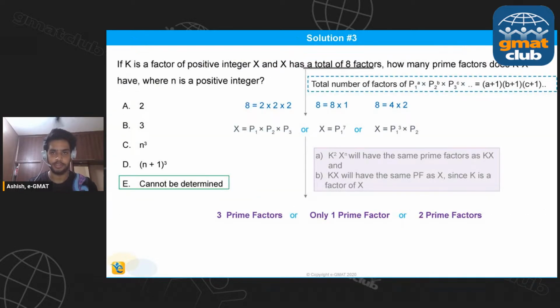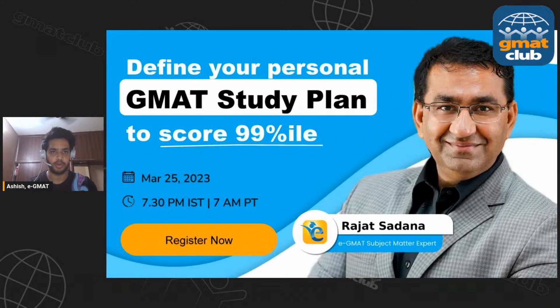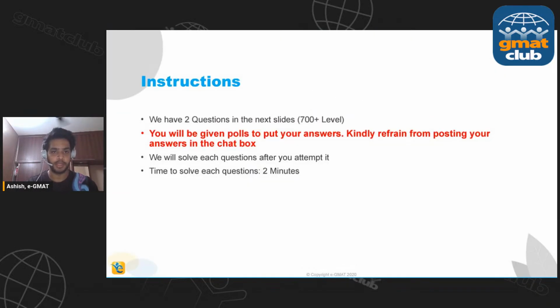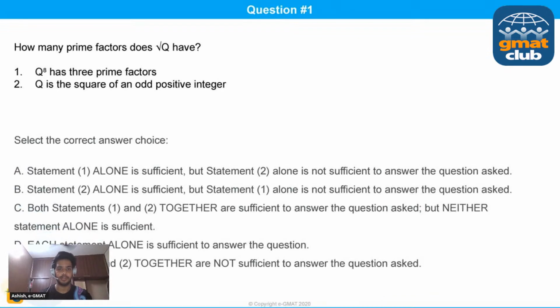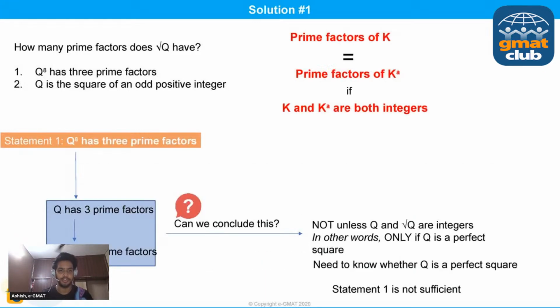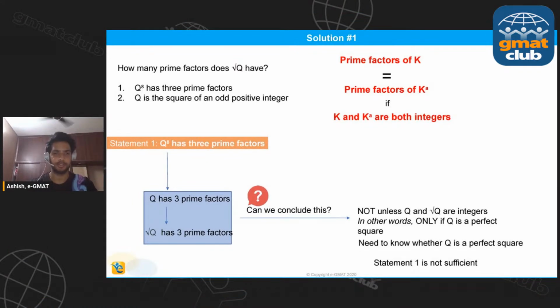We were in this question of Sprint 1, Quant 1, question 1. So this is the question we had. And I guess with the learning that we got from Sprint 1, this question was pretty easy. So we shall go to the solution here. The question asked how many prime factors does square root q have? So we were not given any more information in the question stem. We shall go and look into the statements.